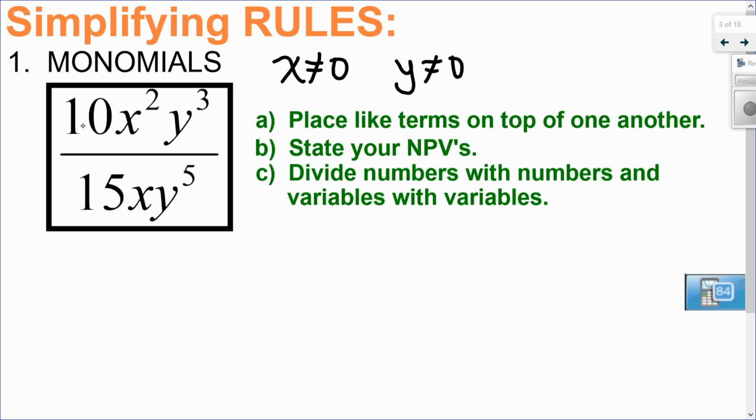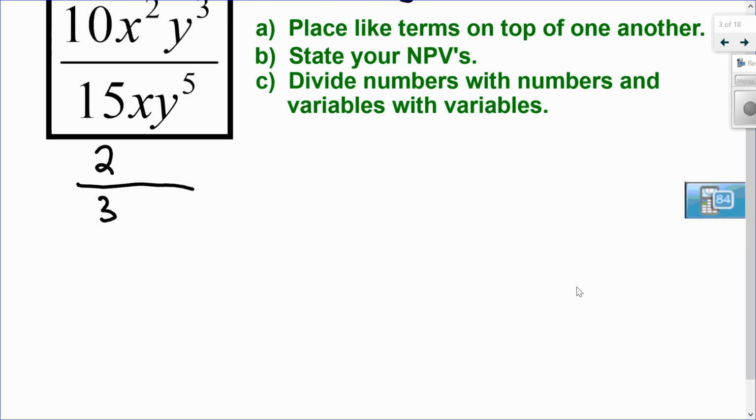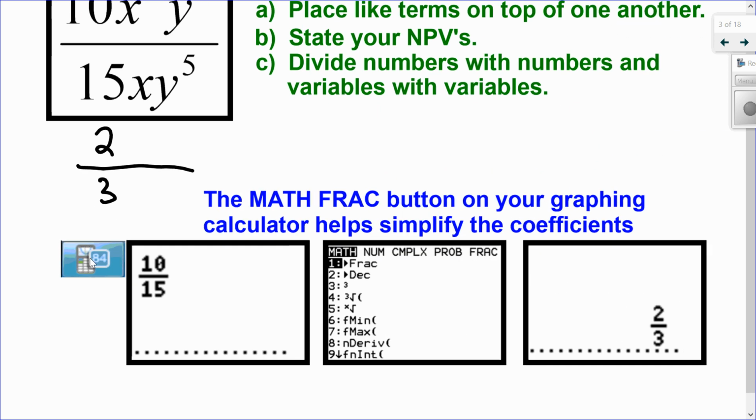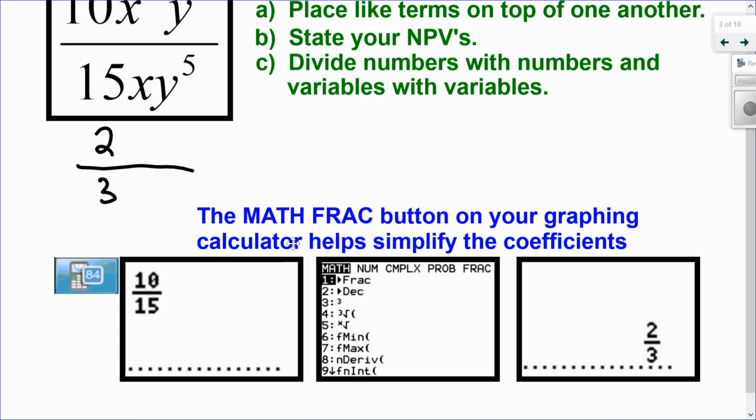I want to divide my numbers with my numbers. So 10 over 15. I know that has a GCF of 5, so I can divide each by 5 to get 2 over 3. 10 divided by 5 is 2, 15 divided by 5 is 3. Or your graphing calculator can help you with the numbers. You can use the math fraction button on your calculator. I enter 10 over 15, I go math, frac, enter, and I get 2/3. So you can do it with the GCF or you can use your math frac button.